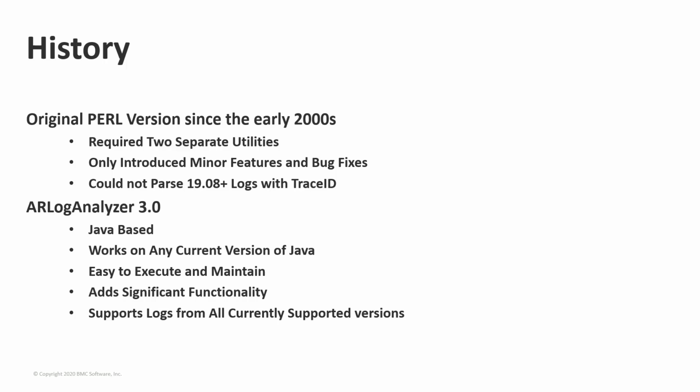Finally, in 1908, with the addition of the trace ID, the old log analyzer just simply couldn't parse the logs anymore. So that's why we have AR Log Analyzer 3.0. This new version is Java-based. It works on any current version of Java, which makes it easier to execute and maintain. And we took the opportunity to add significant functionality. Now, this new Log Analyzer 3.0 will support logs from all currently supported versions of ARSystem. It's designed to work with logs all the way back to ARSystem 9.0, but it's likely to work with logs that are even older than that.